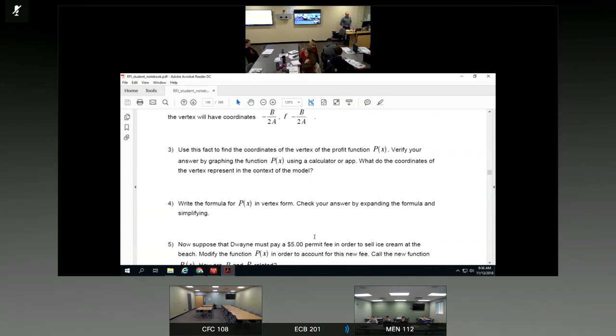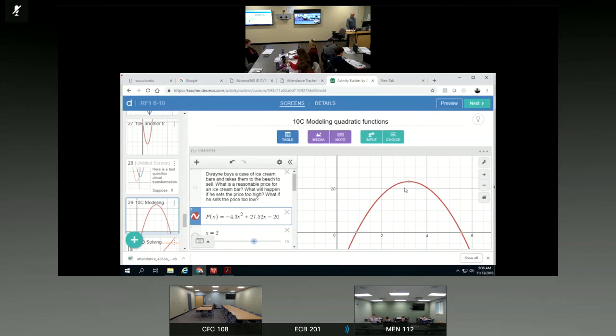Use this fact to find the coordinates of the vertex of the profit. Verify your answer by graphing the function using a graphing calculator or app. So we graphed our function, and we found the coordinates to be $3.20 with a profit of $23.25.